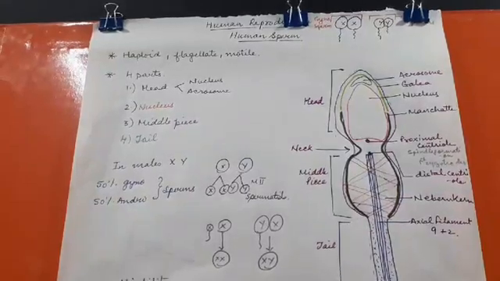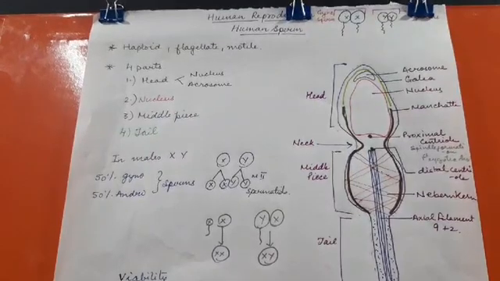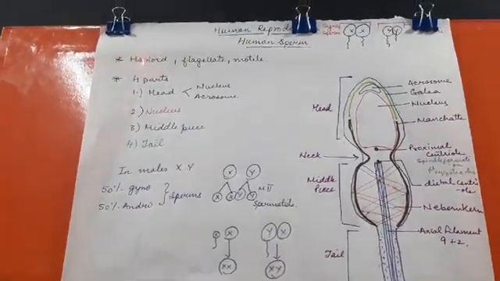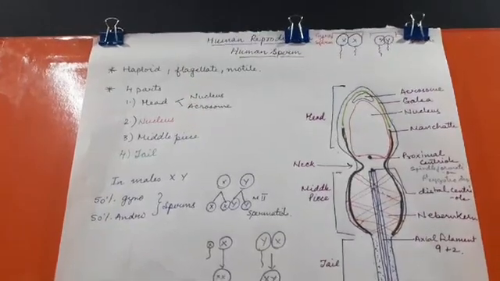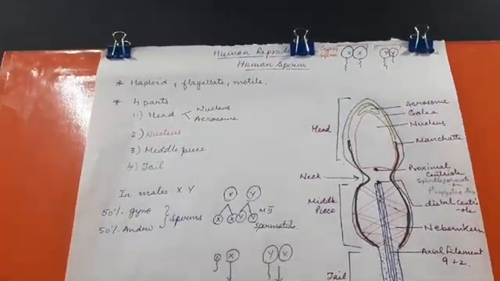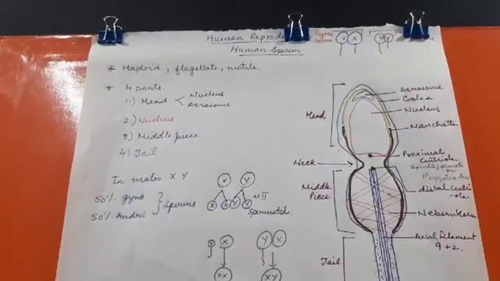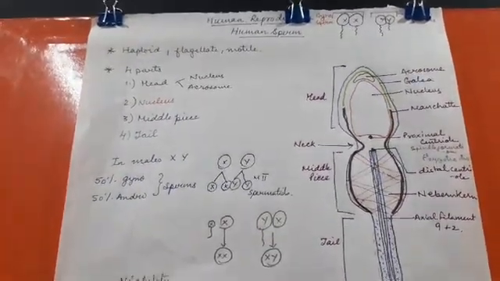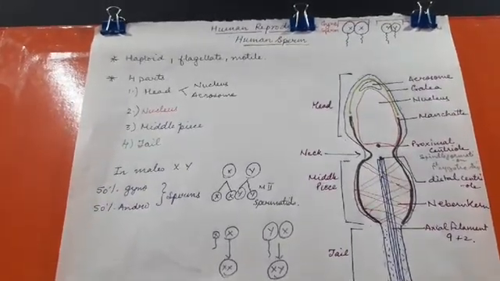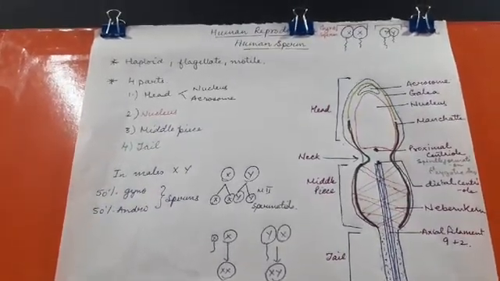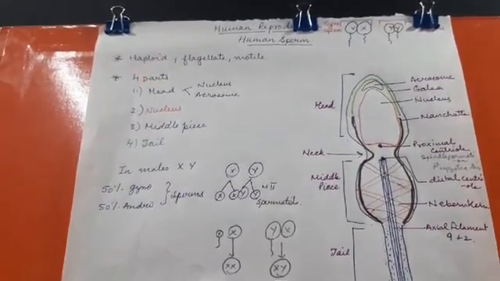Hello children, in this part we will see the structure of human sperm. So, a human sperm is haploid, flagellate and motile structure. It is haploid, that means it has only one set of chromosome, as the process which was involved in the formation was meiosis. So, the sperm can be divided into 4 parts.